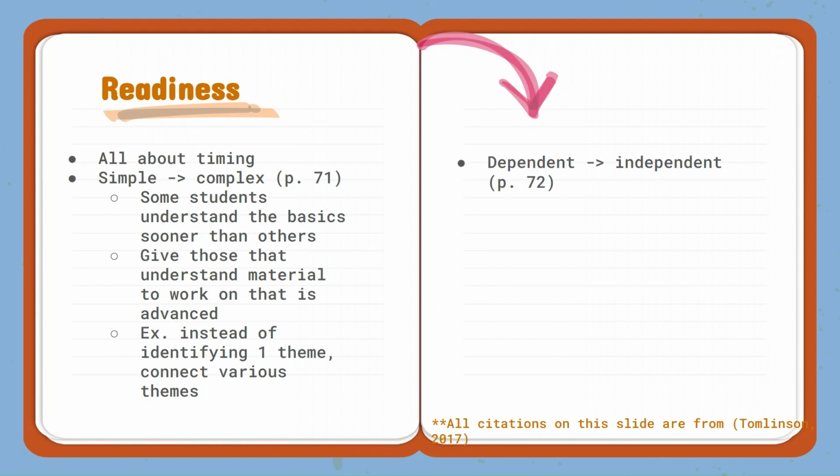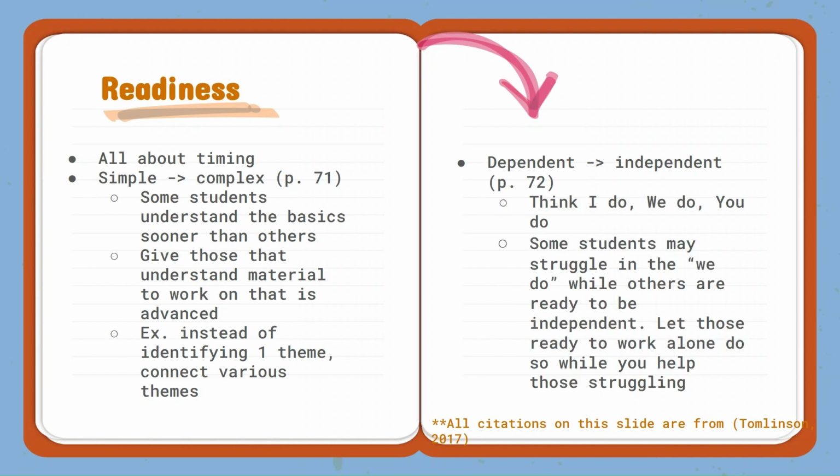Another way to differentiate readiness is by going from dependent to independence. So for this, I sort of interpreted the book as the I do, we do, you do method, where some students may struggle in the we do section, while others are more ready to go on to the you do, where the student does. So instead of keeping those students that are ready to be independent from doing that, you continue to work with the students that are struggling, while those who are ready to be independent can do independent work.